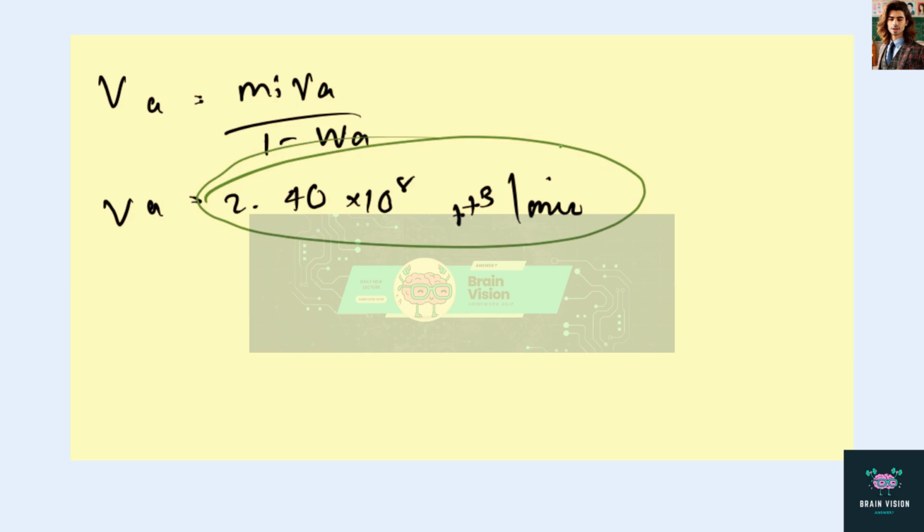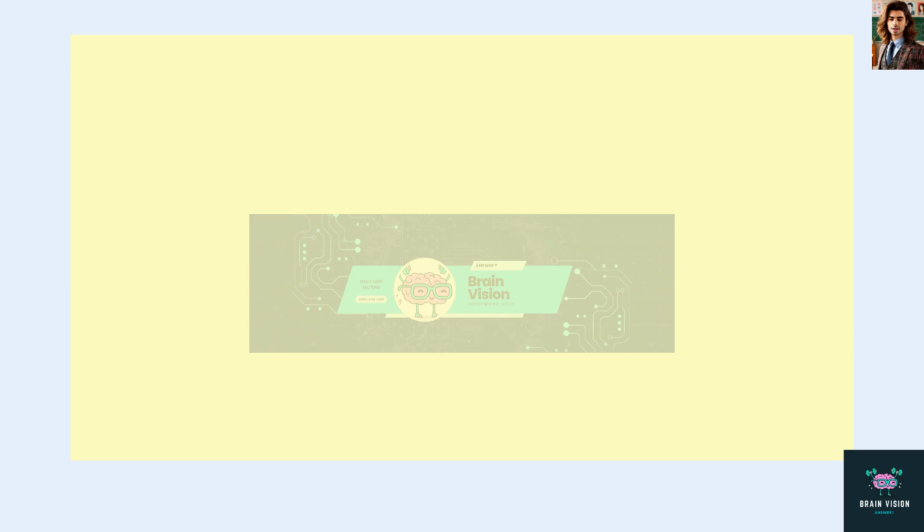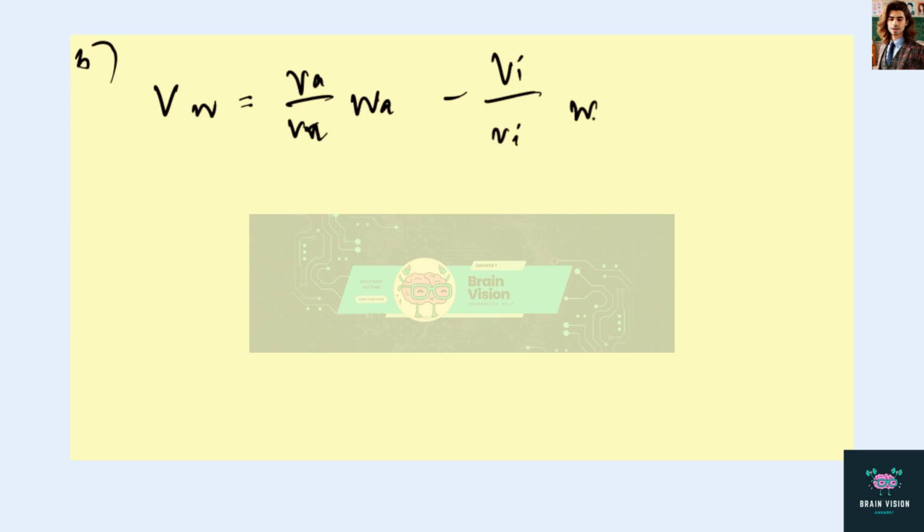In part B now, you can calculate the volume of water removal per minute using the following equation. VW equals VA, little va, multiplied by WA, take away vi, over little vi multiplied by WI. Substituting some values for VW, we get 84.95 pound per minute. And that's the volume of water removal.